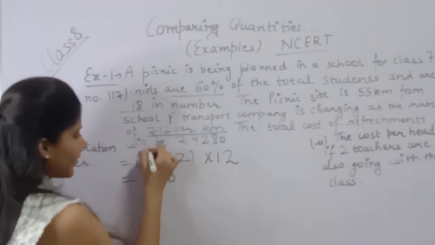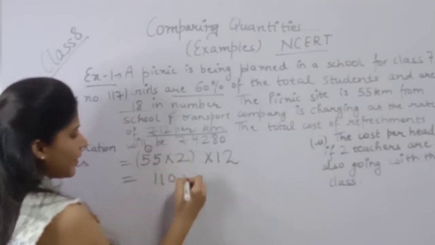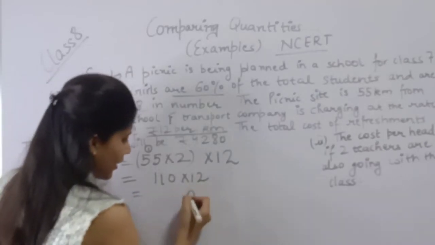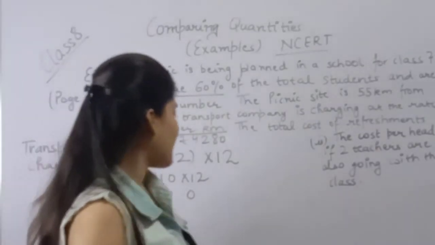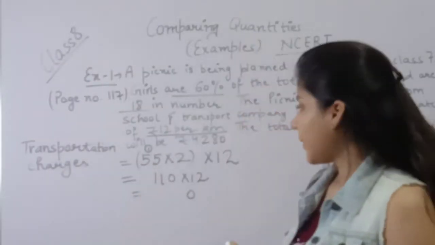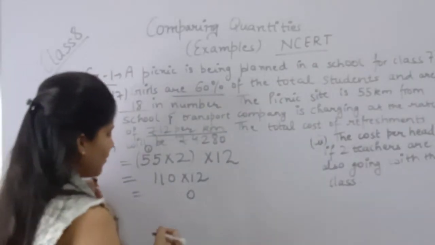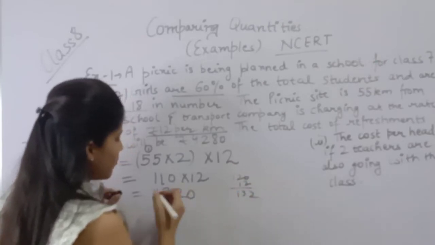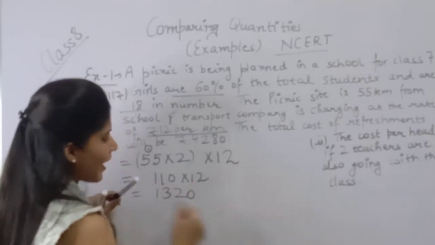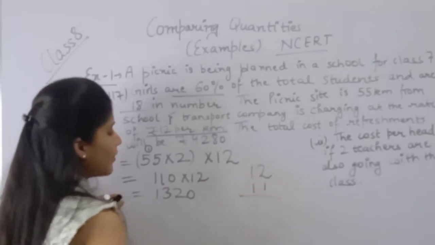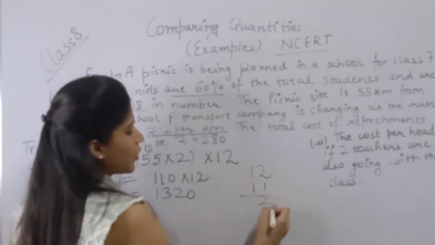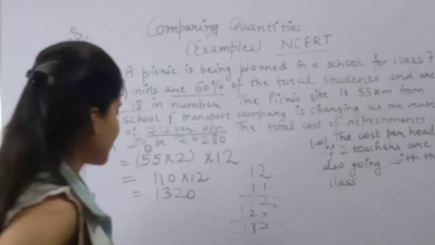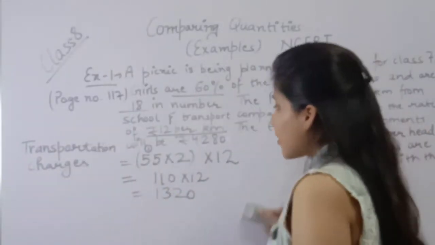5 2s are 10. 1 carry. 5 2s are 10 plus 1 11 into 12. So 1 0 as it is. 12 10 जा होता है हमारे पास 120. So 120 plus 12, 132. 1320. Now how I calculated this? Let's check. 12 into 11 करके check करते हैं क्या आता है. 1 2 से 2, 1 1 से 1, 1 2 से 2, 1 1 से 1. So 132. So our answer is correct. 1320. This is the transportation charge.